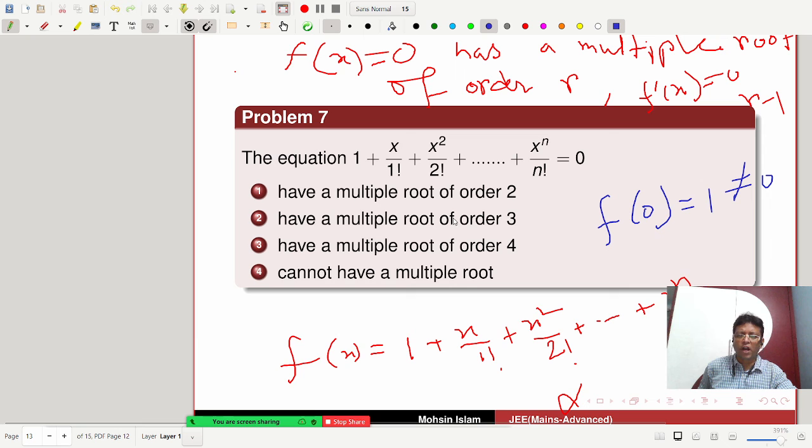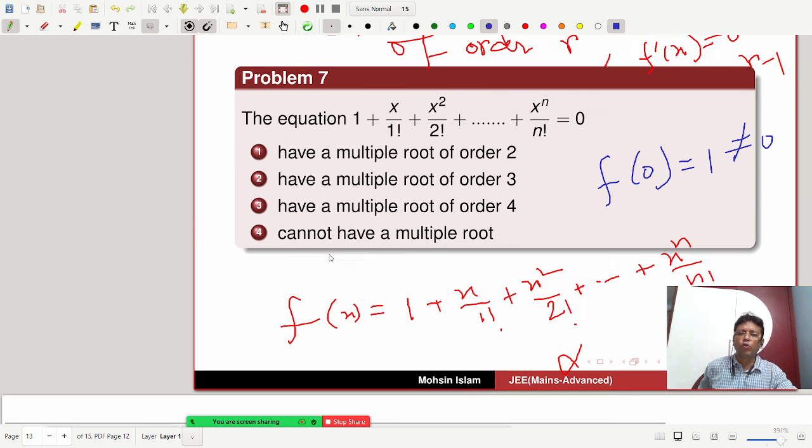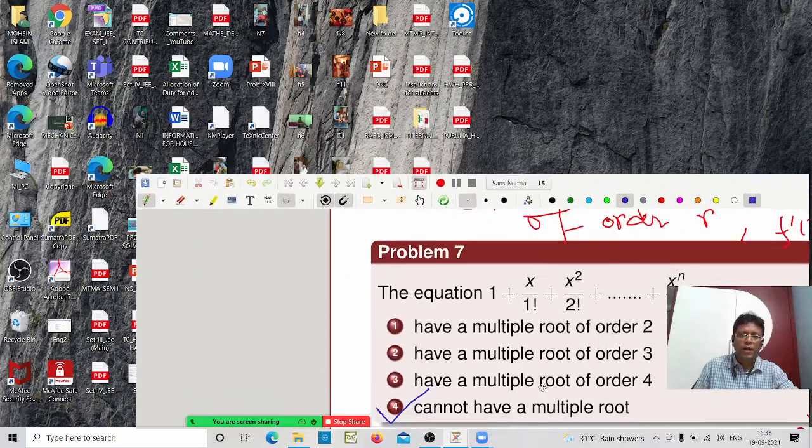So that is a contradiction. So it cannot have a multiple root. So your answer will be number 4. It cannot have a multiple root. So that is the proof by contradiction. So this type of contradiction is very helpful during exams. Okay, everybody. So that's all.